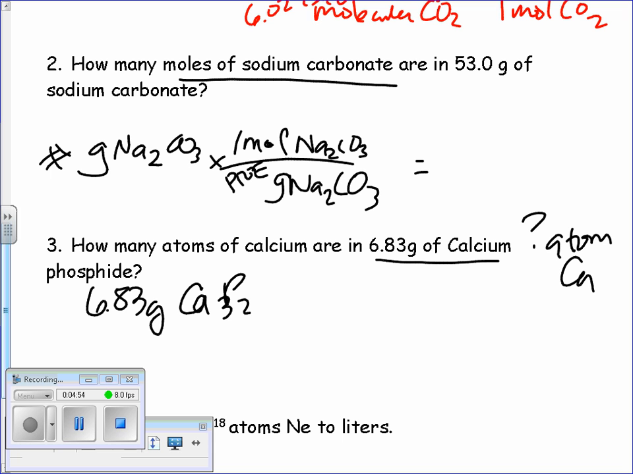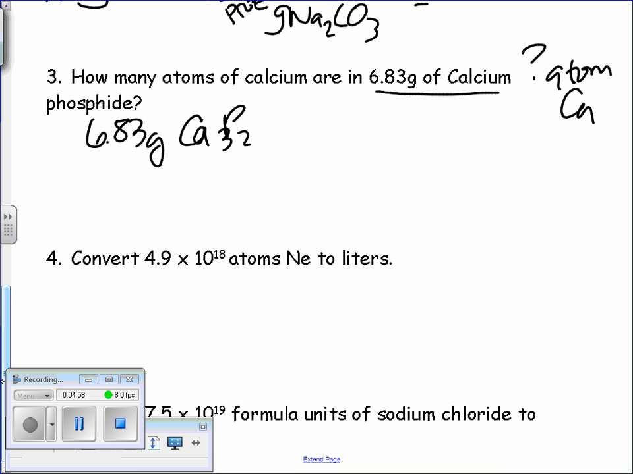C3P2. Calcium phosphide is just a binary one, not calcium phosphate, calcium phosphide. Okay, so then if I'm in grams of calcium phosphide and I want to eventually get to atoms, I cannot go straight from grams to atoms. There is no conversion for that. What do I have to convert from, Connor and Lucas?